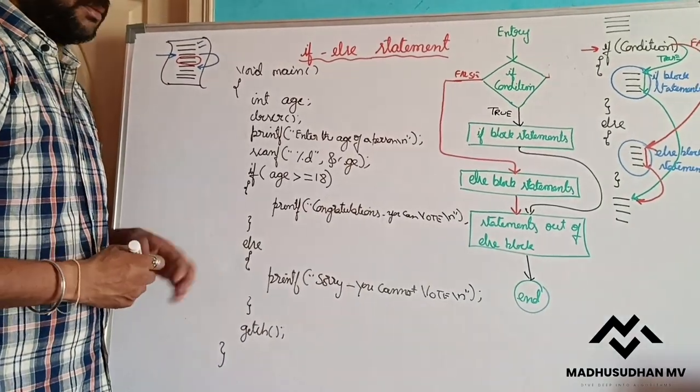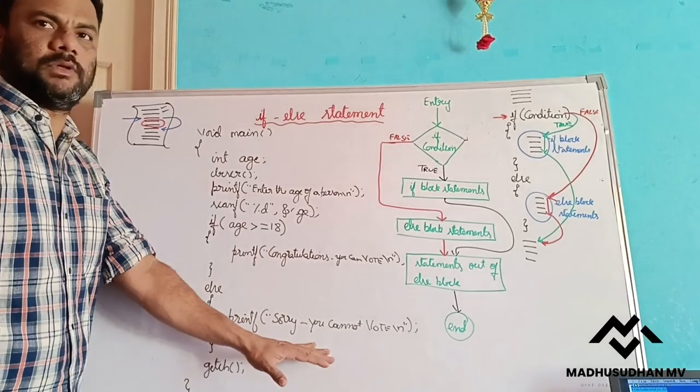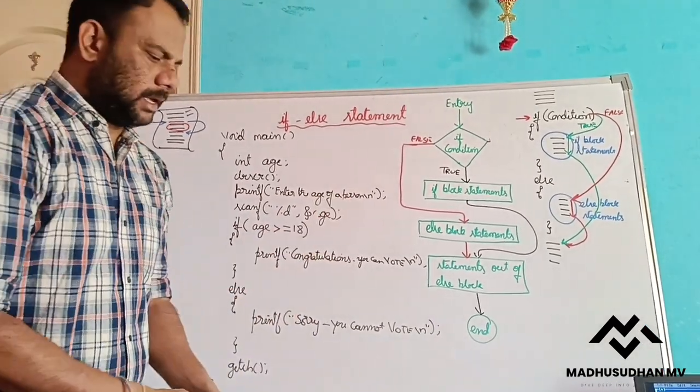Now this is the program. If the condition is true, it prints only this message. It won't print this one. If the condition is false, it prints only this one. It won't print this one. Now let us see with the code.